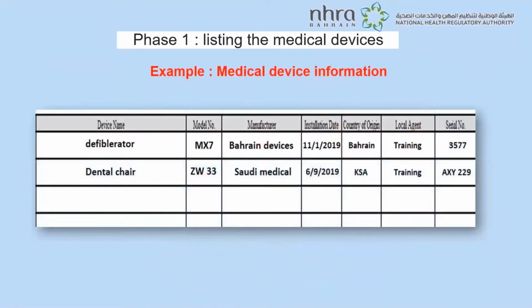Okay, this is an example of the list after you fill it. As you can see here, the name of the device, the model number, installation date.